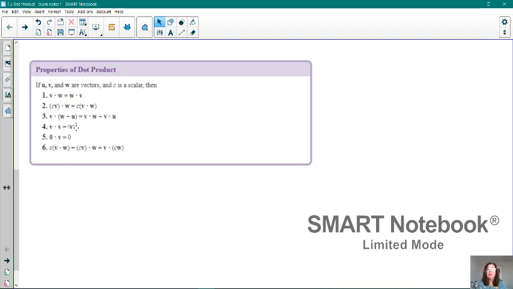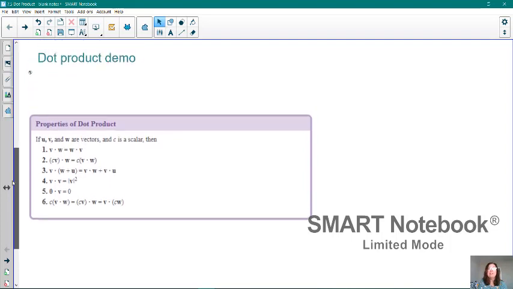Number 4 is what we recognized with part C and D a moment ago. The 0 vector dotted with any other vector will have a dot product of 0. And this one, number 6, looks a lot like number 2, but there is the different grouping there peppered in with some commutative property as well. So take a moment and study the properties of the dot product.